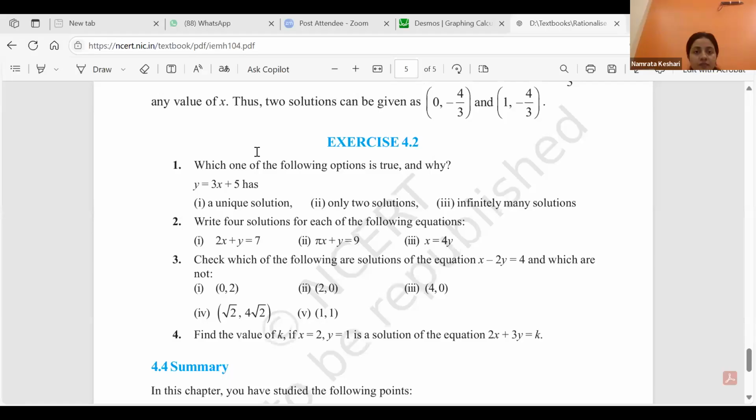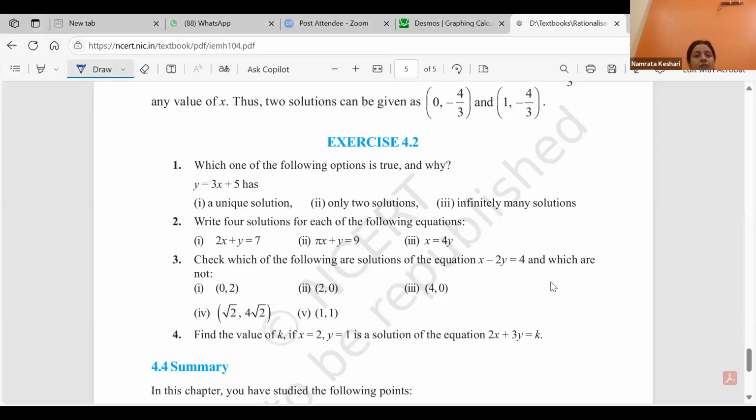Just a moment, I am sharing another screen. Are you able to see the screen?